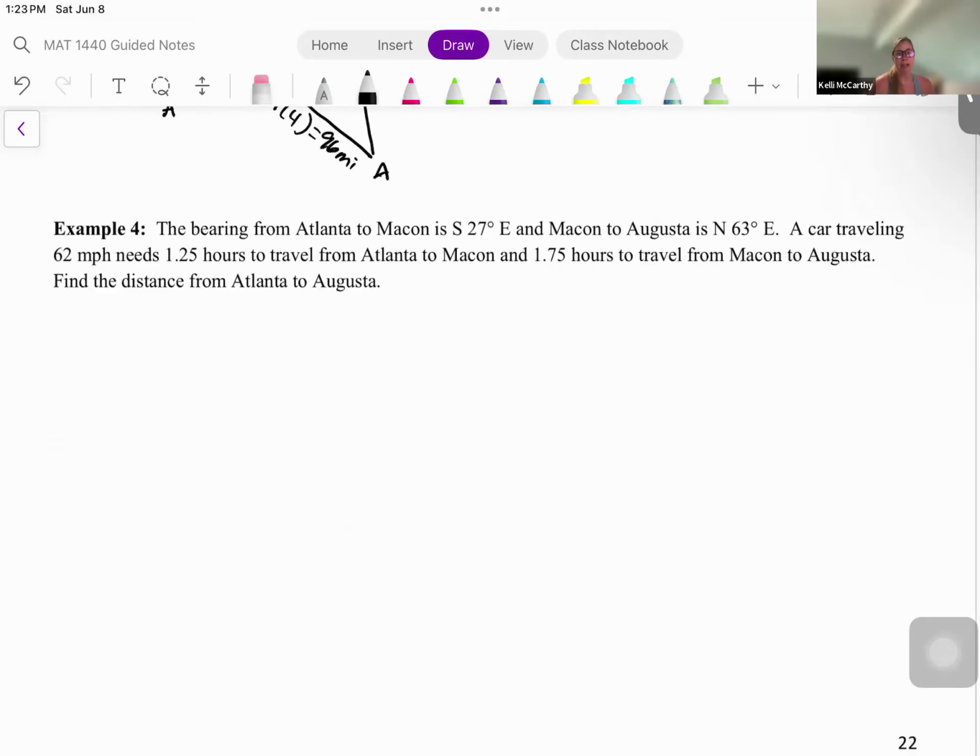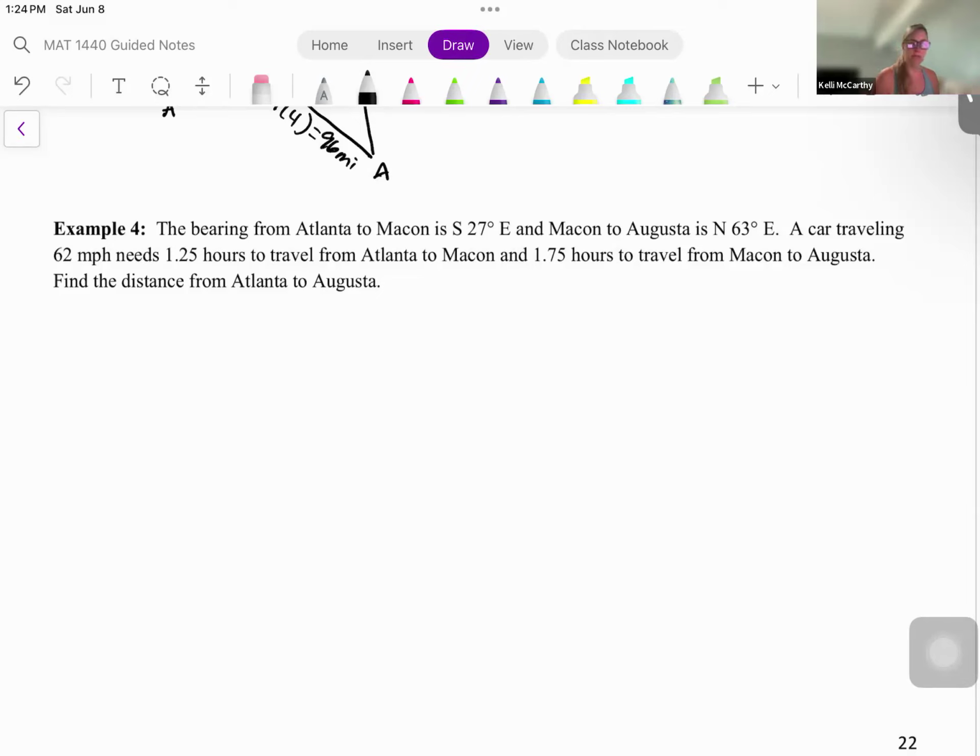The bearing from Atlanta to Macon is south 27 degrees east, and the bearing from Macon to Augusta is north 63 degrees east. A car traveling 62 miles per hour needs 1.25 hours to travel from Atlanta to Macon and 1.75 hours to travel from Macon to Augusta. Find the distance from Atlanta to Augusta. So these are 3 cities in the state of Georgia.